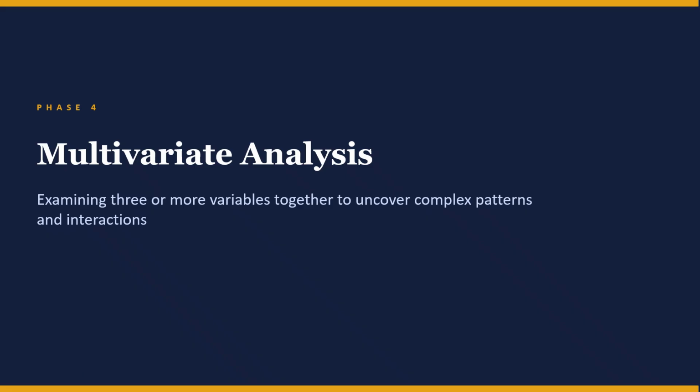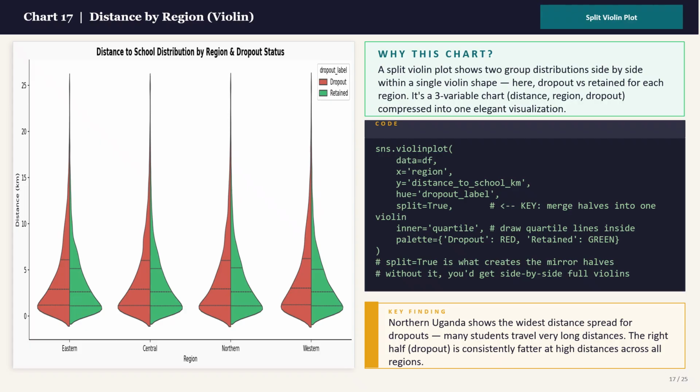Now, at this point, we're going to move to the multivariate analysis, and we're going to be examining 3 or more variables together to uncover complex patterns and interactions. Here, once again, we have a split violin plot that shows two group distributions side by side within a single violin shape, here dropout versus retained for each region. So it's a 3 variable chart, which comprises distance, region, and dropout, compressed into one elegant visualization.